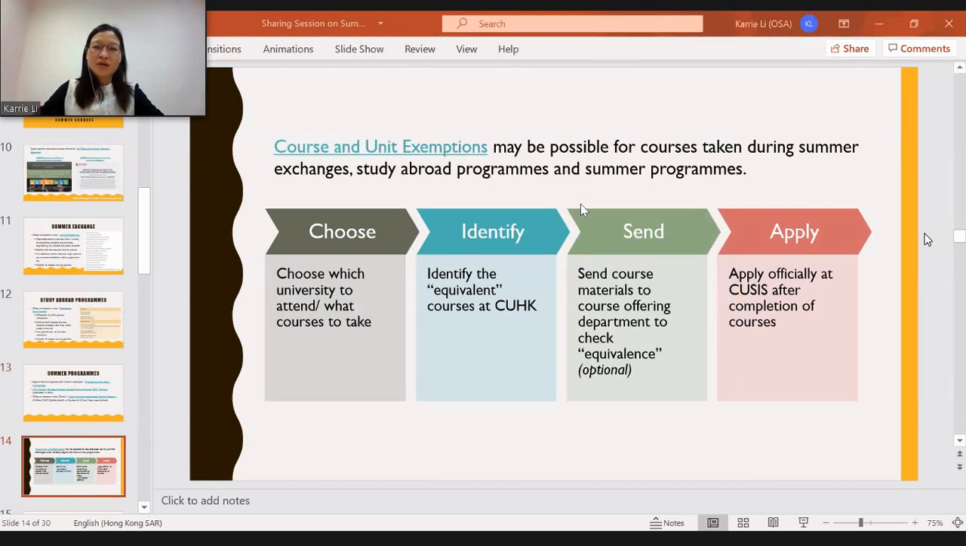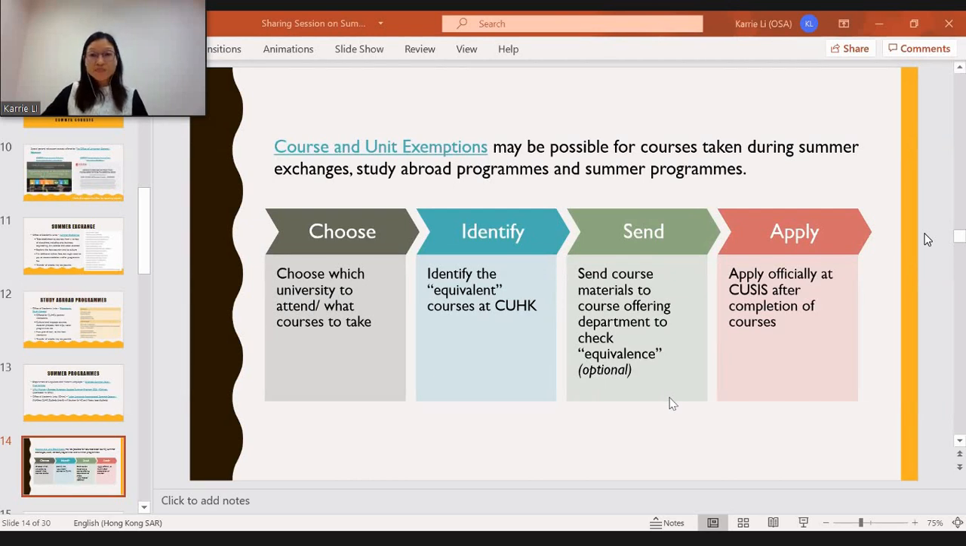Okay, so we have talked about study opportunities in other universities, and for some of the courses you can do credit transfer. So how do you do the credit transfer? Here I list the basic steps that you need to follow. First, decide which university and what courses to take. Then try to identify if there are any equivalent courses at CUHK. After that, you send the course materials to the course offering departments to check if they are really equivalent.